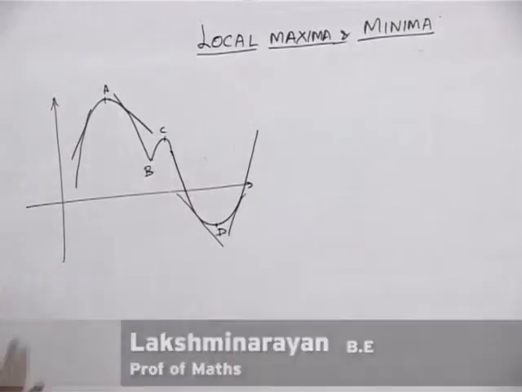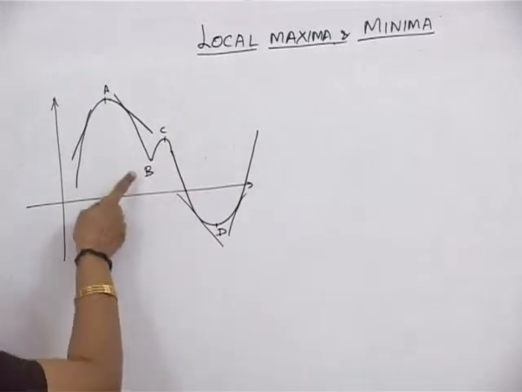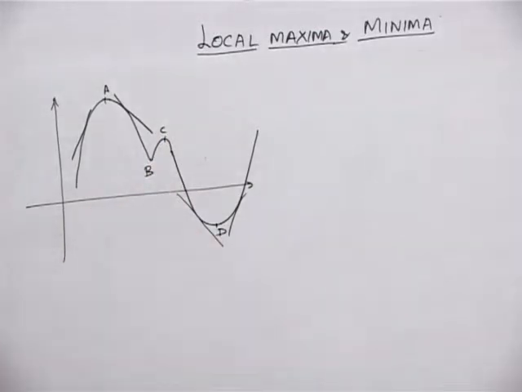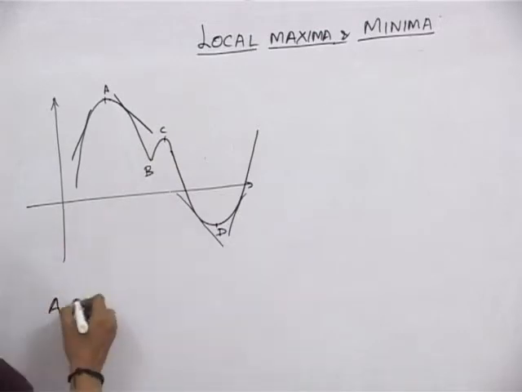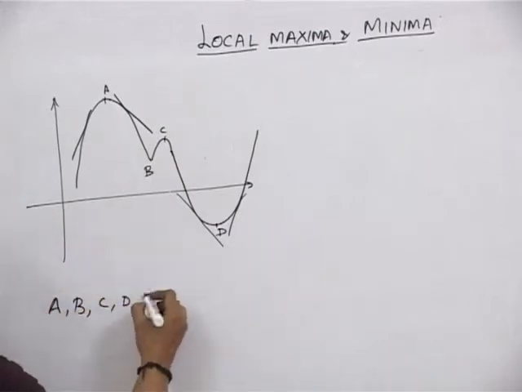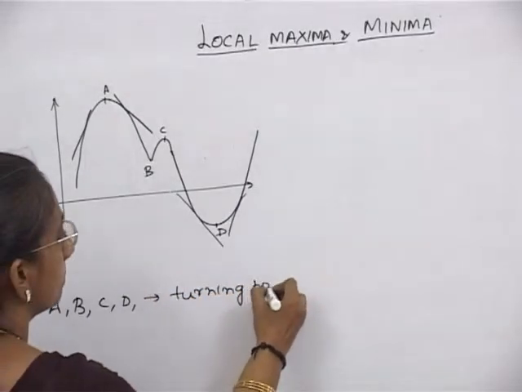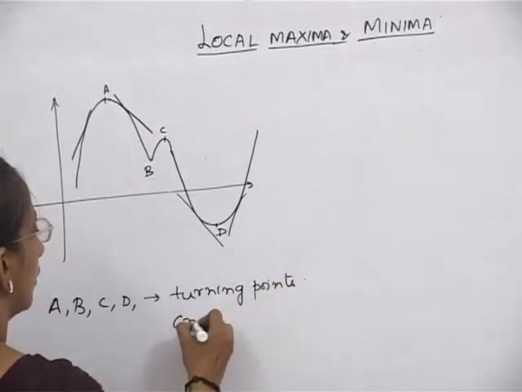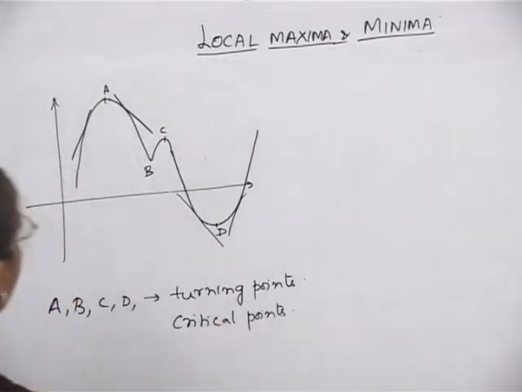Now consider this graph. We can clearly see that A and C are local maximum points and B and D are local minimum points. Now how do we find whether a function is going to be increasing or decreasing? Having known the critical points, these are the critical points I told you, right? A, B, C, D are called turning points or critical points, and these are points of local minimum or maximum.